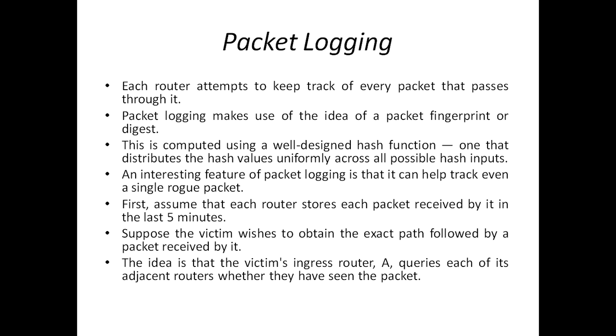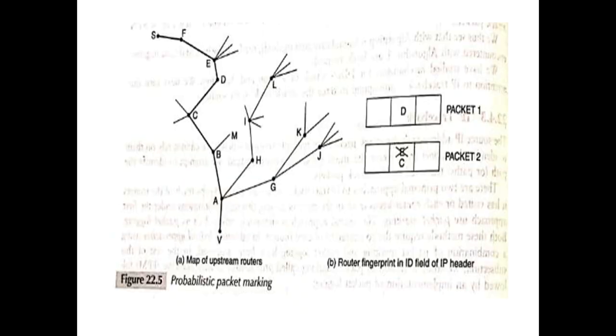First, assume that each router stores each packet received by it in the last 5 minutes. Suppose the victim wishes to obtain the exact path followed by the packet received by it. The idea is that the victim's ingress router A queries each of its adjacent routers on whether they have sent the packet.